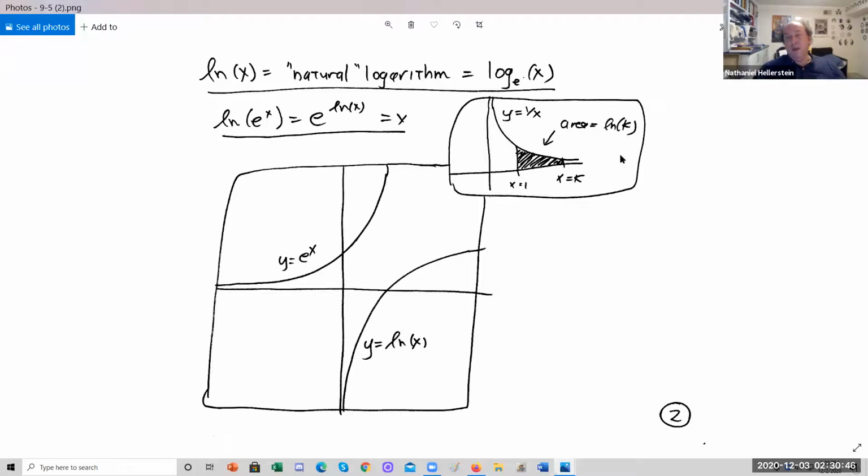It's because of this relation that it's called natural, because 1 over x you see in math all the time, and the area under a curve is something you see in calculus all the time, so it just shows up quite naturally in the calculus. And therefore in all of physics and math and chemistry and so on.